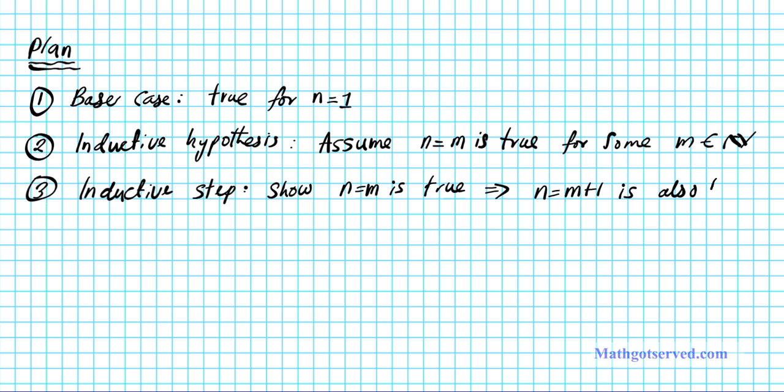This is the hardest part. In most cases of a proof by mathematical induction, this is the part that involves the most effort. After doing that, you can conclude by mathematical induction that the statement is true.